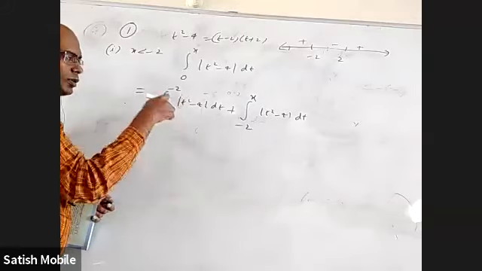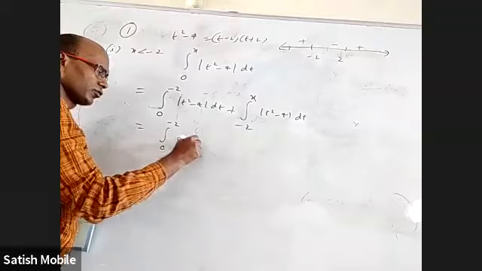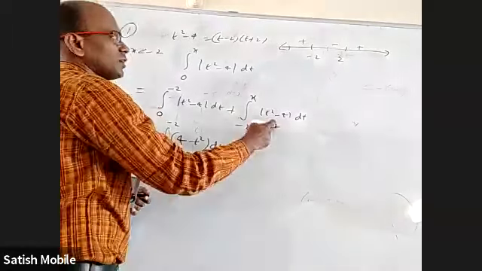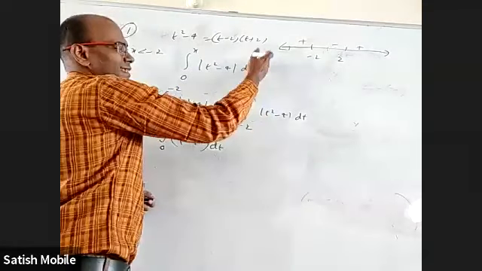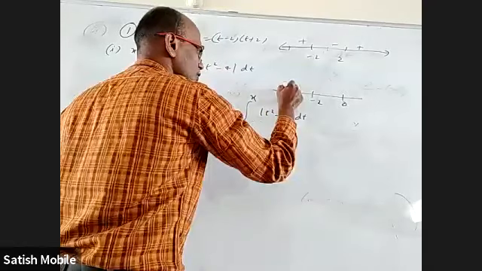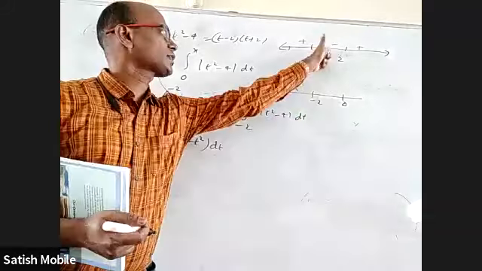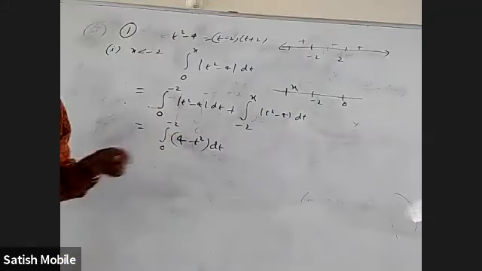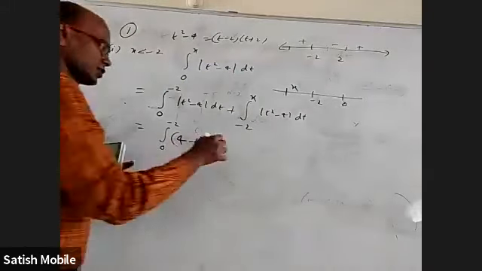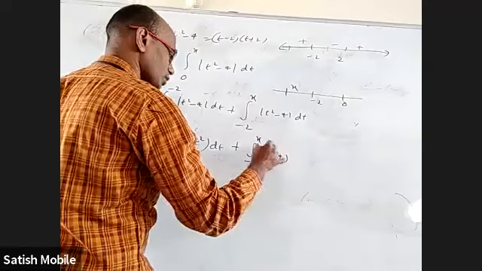So when I remove mod, I will get the negative of this, which is 4 minus t square. So 0 to -2, 4 minus t square dt. Whereas from -2 to x, please understand our x is negative like this. 0 is here, -2 is here, our x is here. So 0 to -2 is where it is negative, that's why we reverse this. Whereas -2 to x is positive, and when it is positive, it stays as it is. So the integral from -2 to x of t square minus 4 dt.